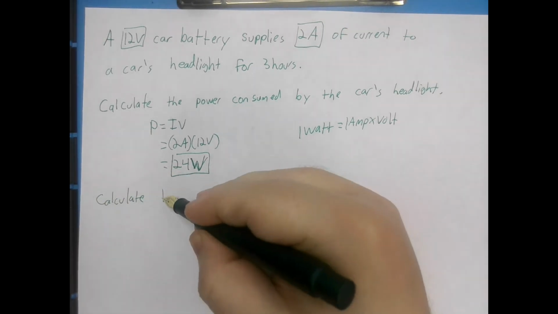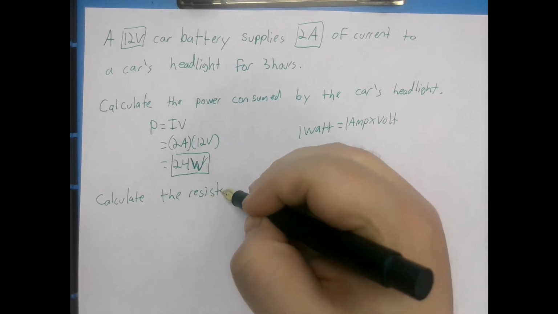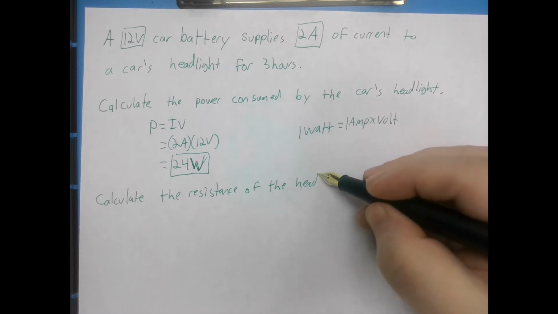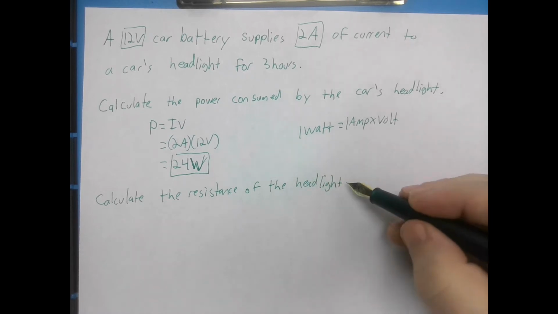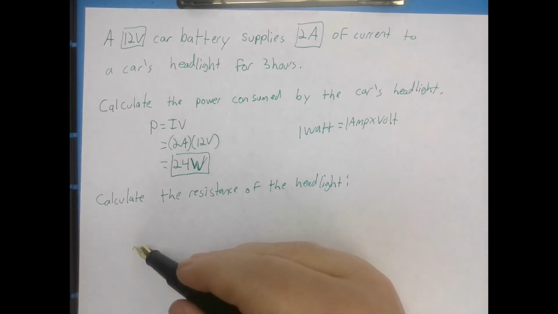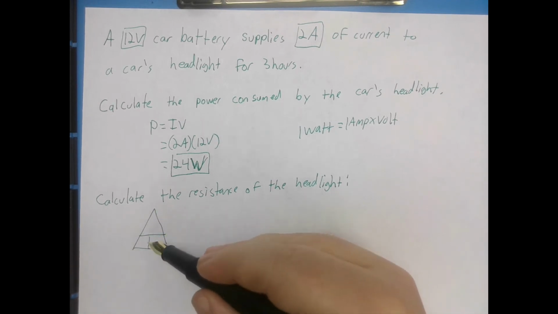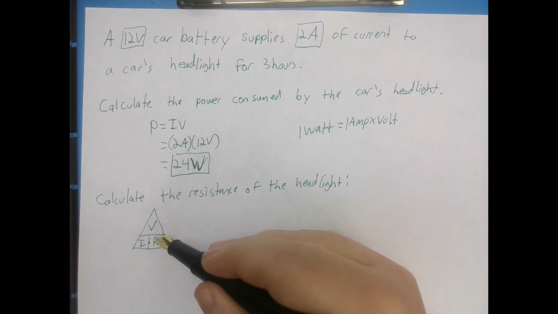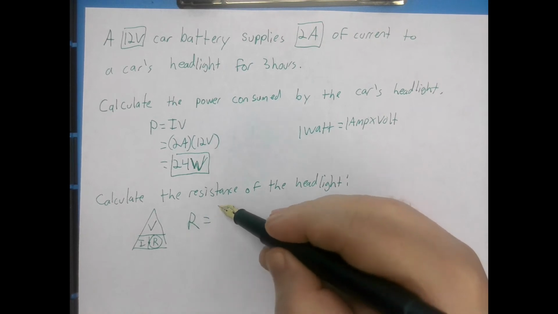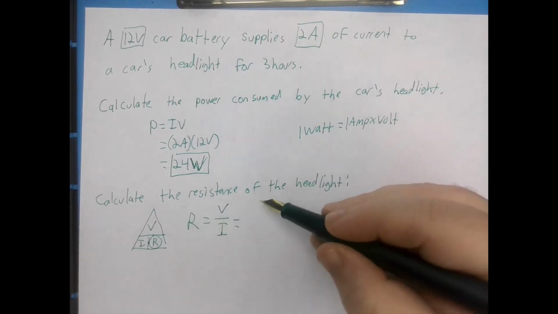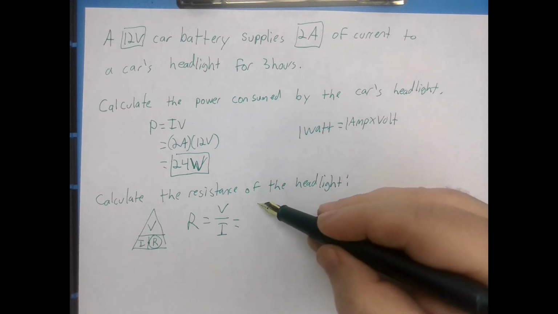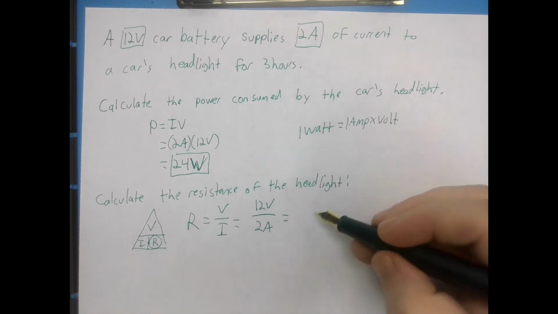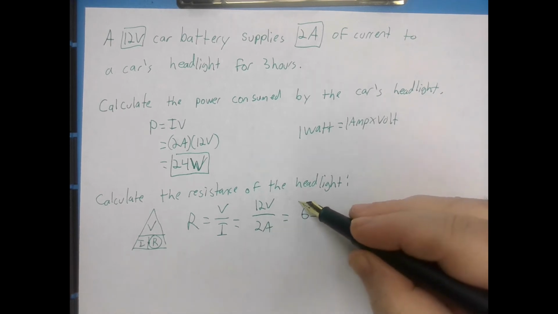Calculate the resistance of the headlight. So this resistance is going to correspond to Ohm's law. Voltage is equal to current times resistance. Resistance is thus volts over current. So that would be 12 volts over 2 amps, which gives us 6 ohms.